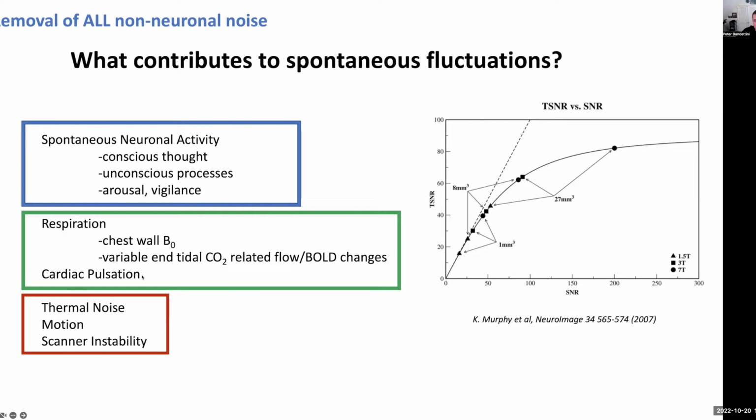Cardiac pulsation is a problem, but it's less of a problem and more well-behaved. Then there's thermal noise. Once you go to higher resolution, your signal to noise goes down, such that respiration problems and all this physiologic noise are less of a problem, and you have more thermal noise. And there's a technique called Nordic.